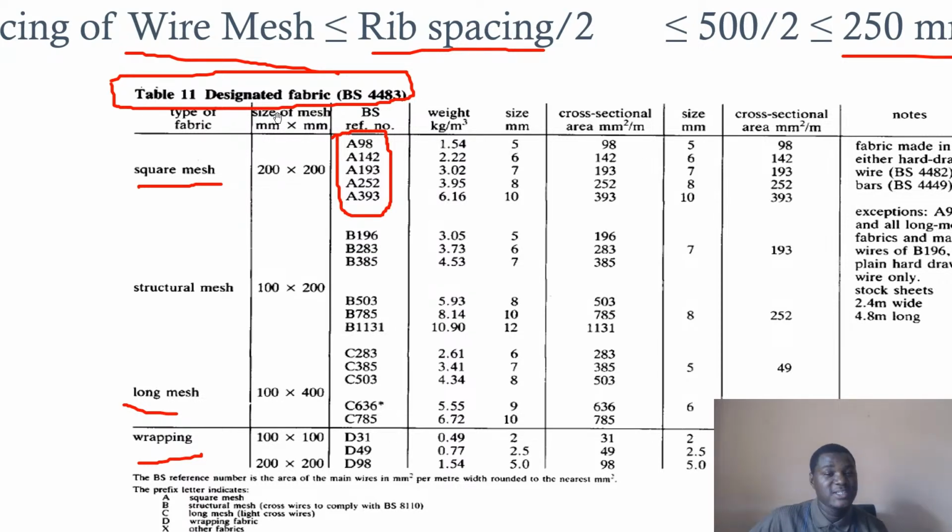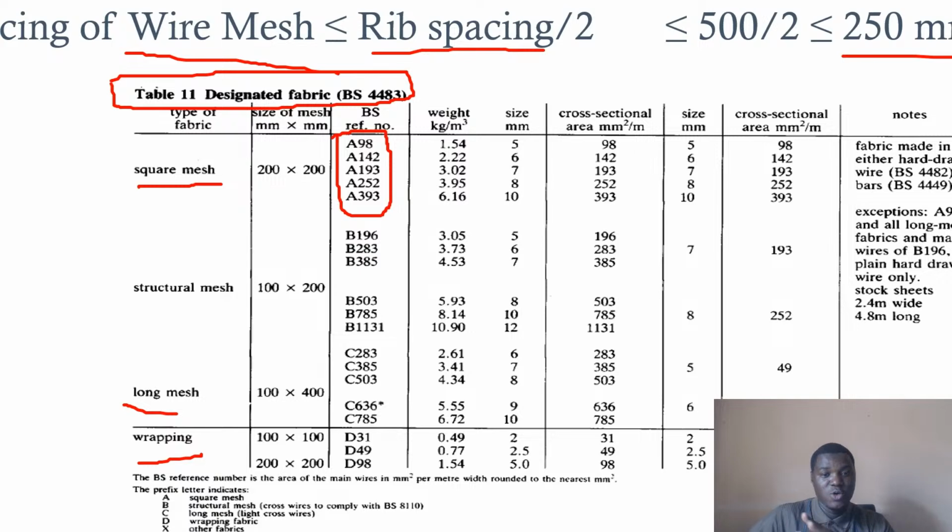So the first thing here is the size of the mesh. All these mesh sizes have spacing of 200. Remember, based on our design, the maximum spacing is 250. So we can go for this square mesh because the spacing between the mesh is 200. The next thing is the cross-sectional area. The number after the A is the area of the section. So A98 means a wire mesh with an area of 98 millimeter square per meter length.